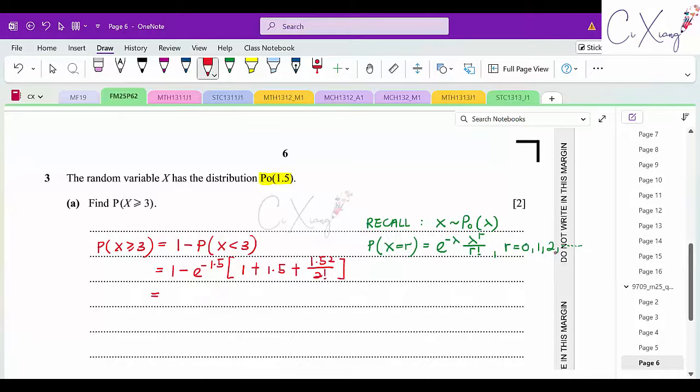This is a slightly easier way for us to write out the formula so that you can press the calculator more easily. When you press the calculator directly from here, if you didn't make any careless mistake, it should be 0.191, correct to 3 significant figures.